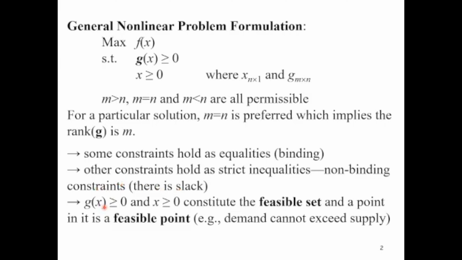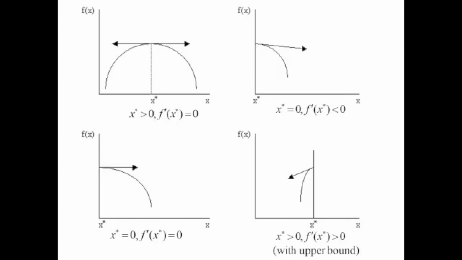So we assume that g of x is greater than or equal to 0 and that the x's are non-negative, and that constitutes the feasible set that we're interested in, and a point in it is a feasible point. So any point in the feasible set is a feasible point. So for example, demand cannot exceed supply.